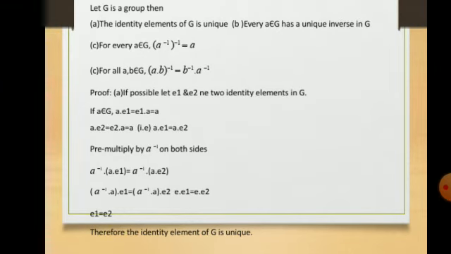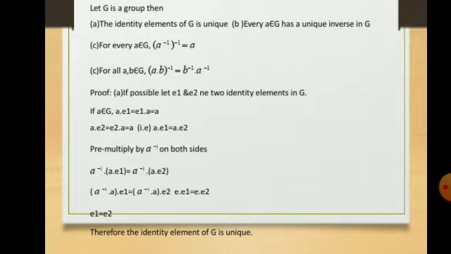If possible, let us consider E1 and E2 are two identity elements in G. So we can write A dot E1 is equal to E1 dot A is equal to A. Likewise, A dot E2 is equal to E2 dot A is equal to A. From these two equations, we are getting A dot E1 is equal to A dot E2. Now, pre-multiply by A inverse on both sides. Then, in the next step, we associate A inverse with A.